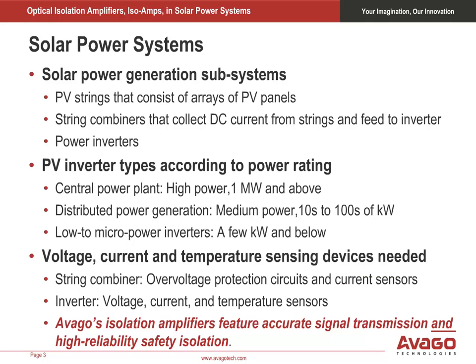Let's now look at a solar power system and its general needs. A PV system uses solar panels connected in arrays and arranged in strings. The string current is collected and combined and then fed to a power inverter. We can segment and describe PV power systems based on their power rating: high power, medium power, low power, and even micro power. In the inverters and string combiners, voltage, current, and temperature sensors are required to have safety isolation. In addition, they must make accurate system measurements.